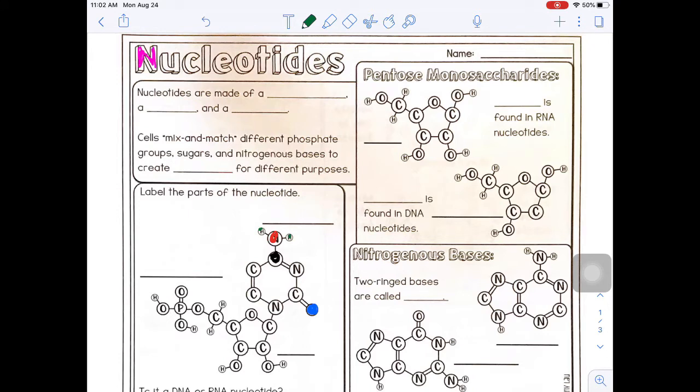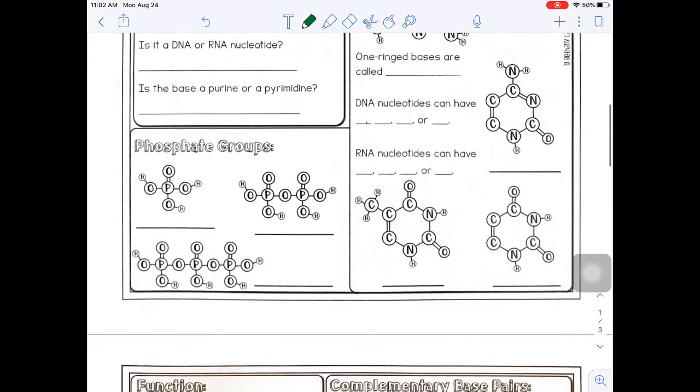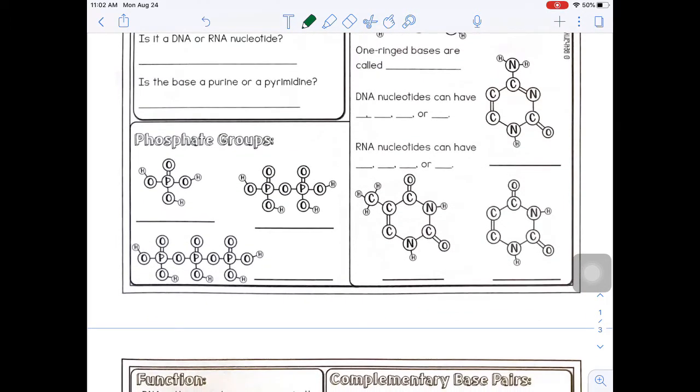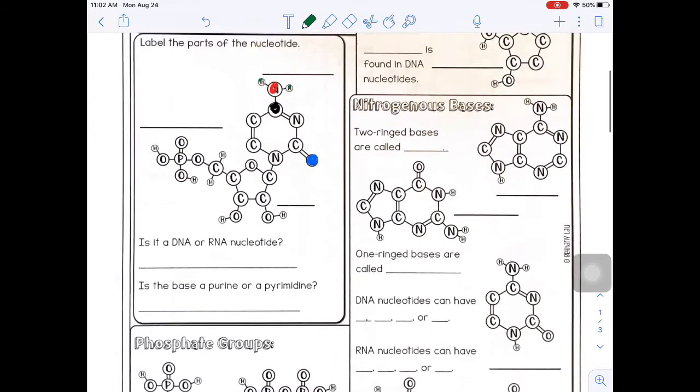The components can be switched out and mixed and matched. So then you're going to finish labeling the parts. You're going to fill in the blanks there. Phosphate groups. Nucleotides use different phosphate groups. ATP, the one on the bottom, can be used to carry energy throughout the cell. So that's where you're identifying the adenosine triphosphate, adenosine diphosphate, and adenosine phosphate.